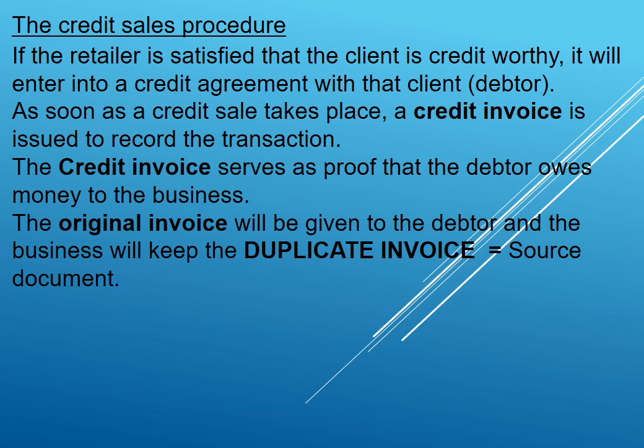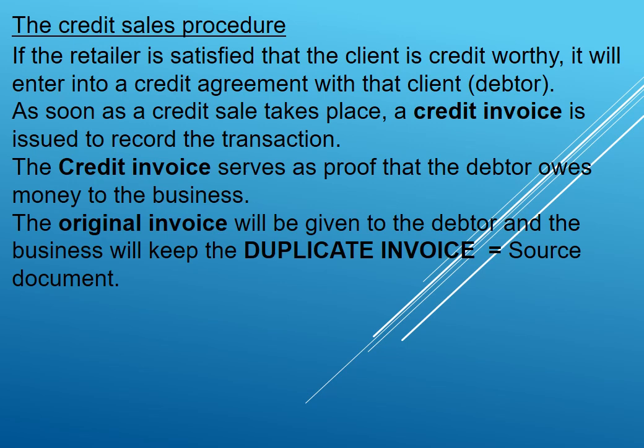All right, so after the credit checks have been done on the client, the next step will then take place. If the retailer is satisfied that the client is indeed credit worthy and will be able to repay the debt, then they will sign the contract and enter into a credit agreement with that client. The moment the client buys something from our business, as soon as that credit sales transaction takes place, the business will issue a credit invoice to the client as proof that this transaction has taken place.